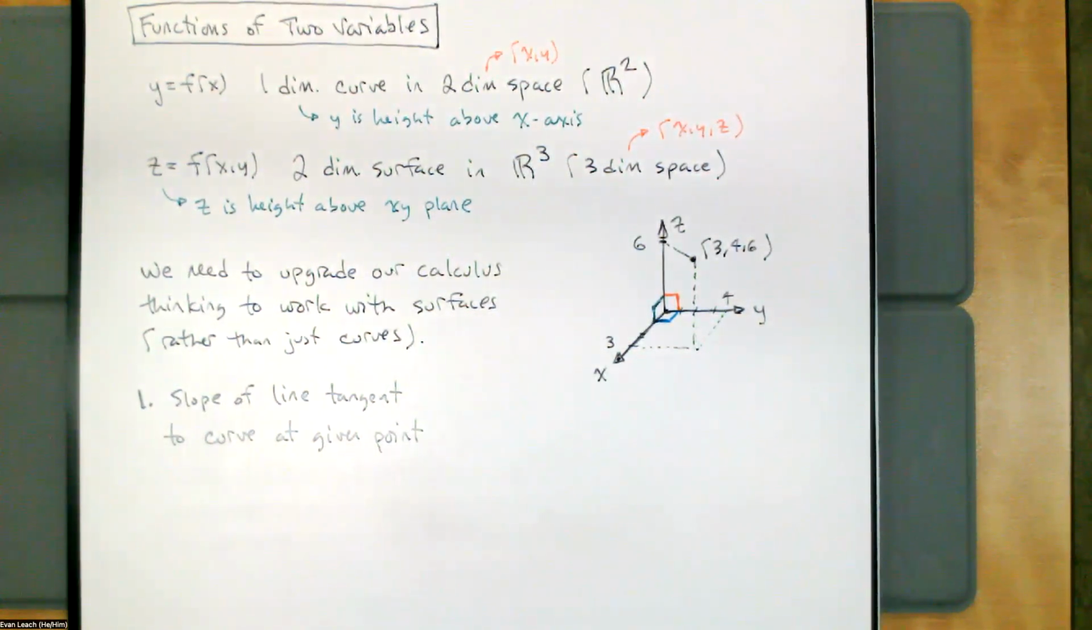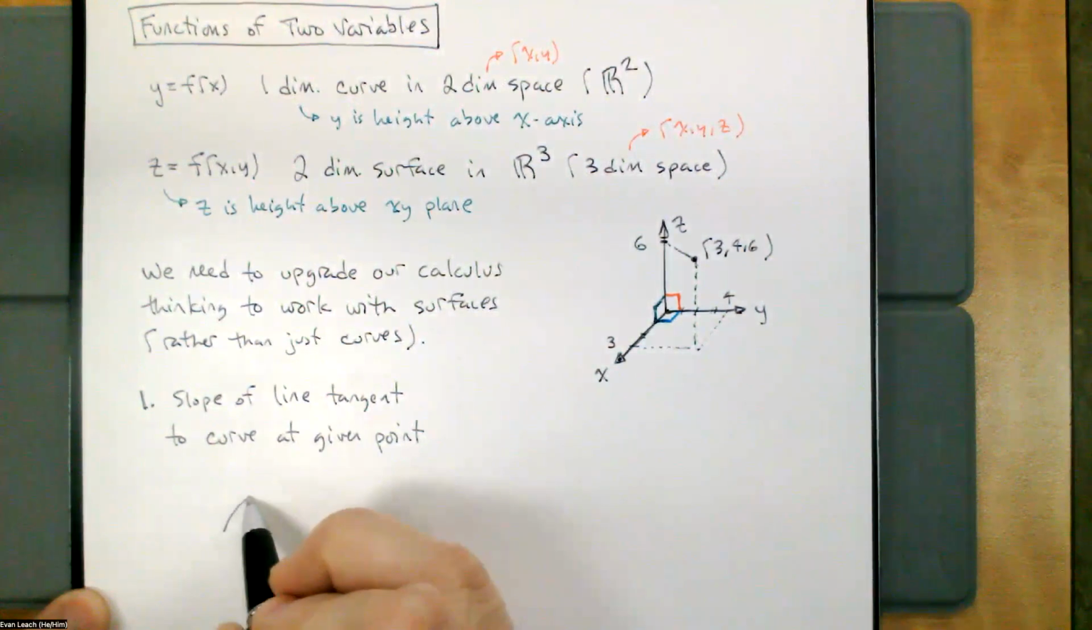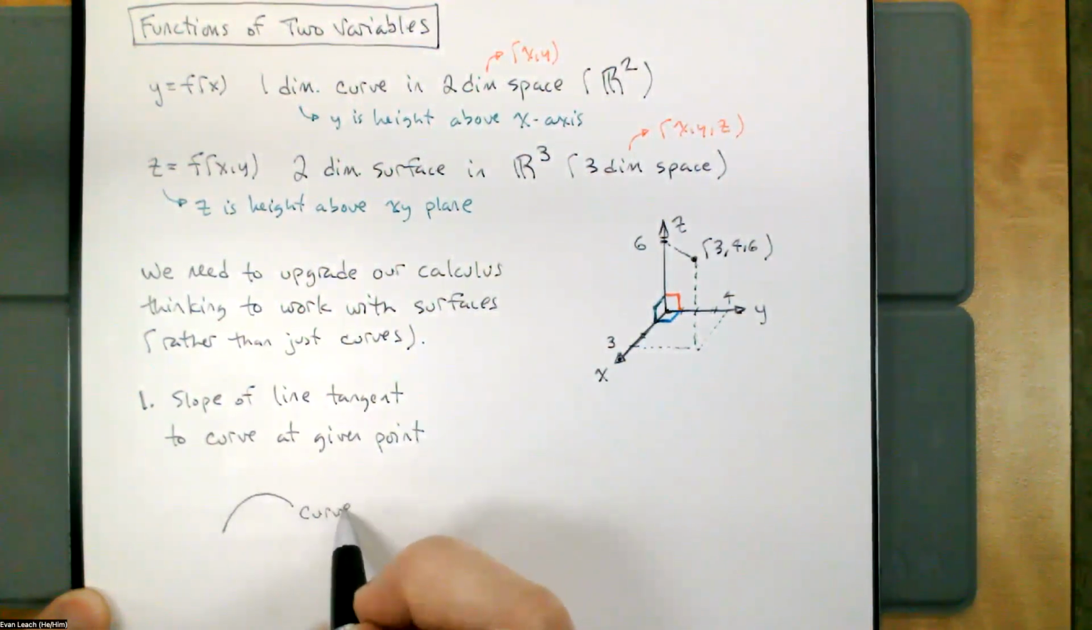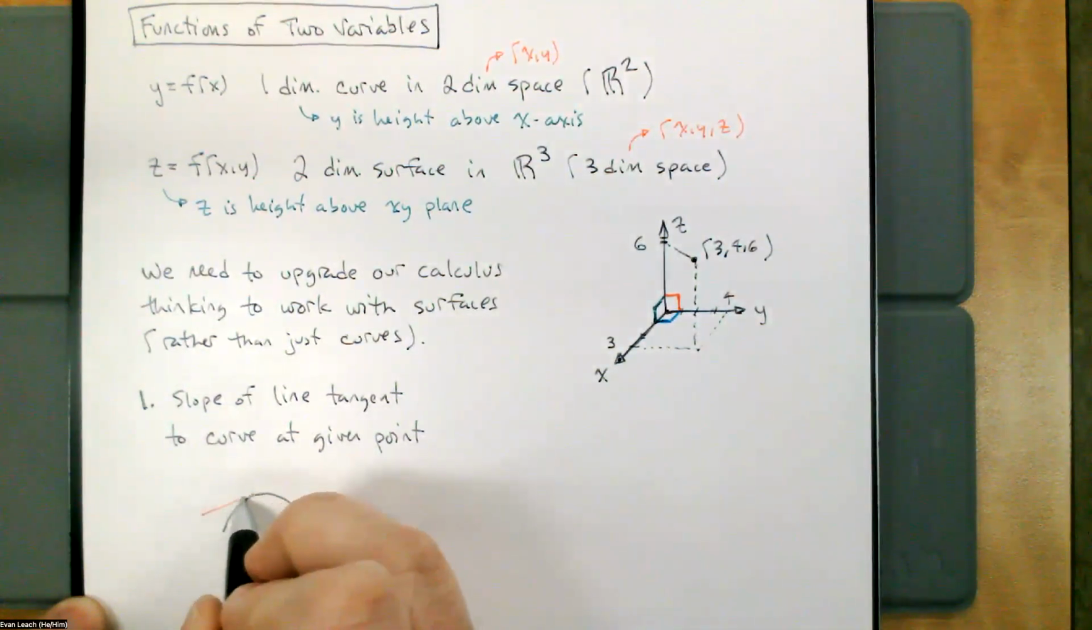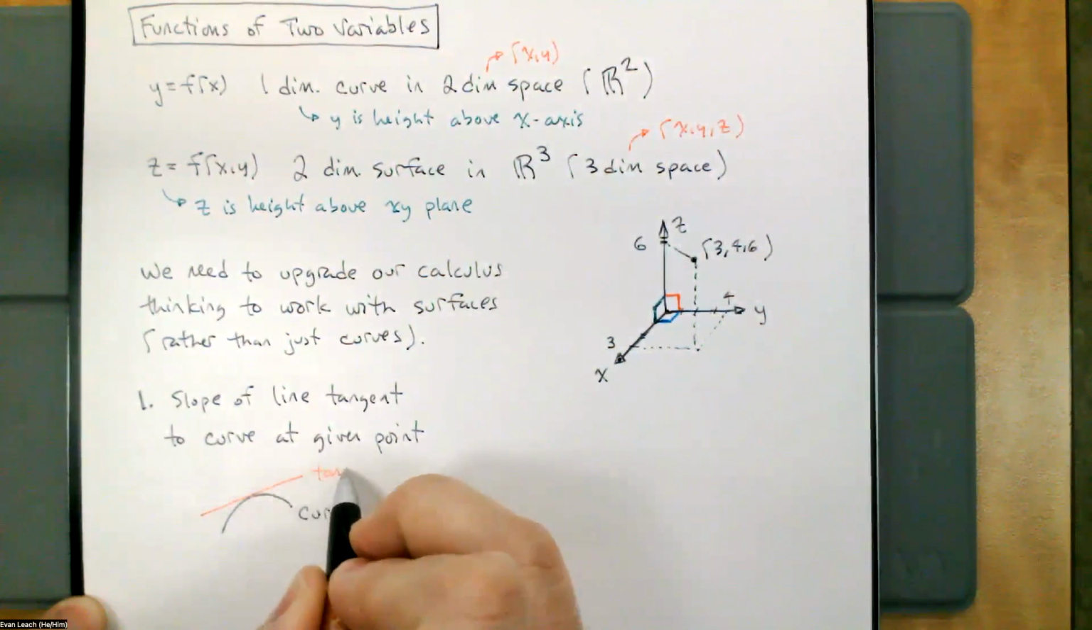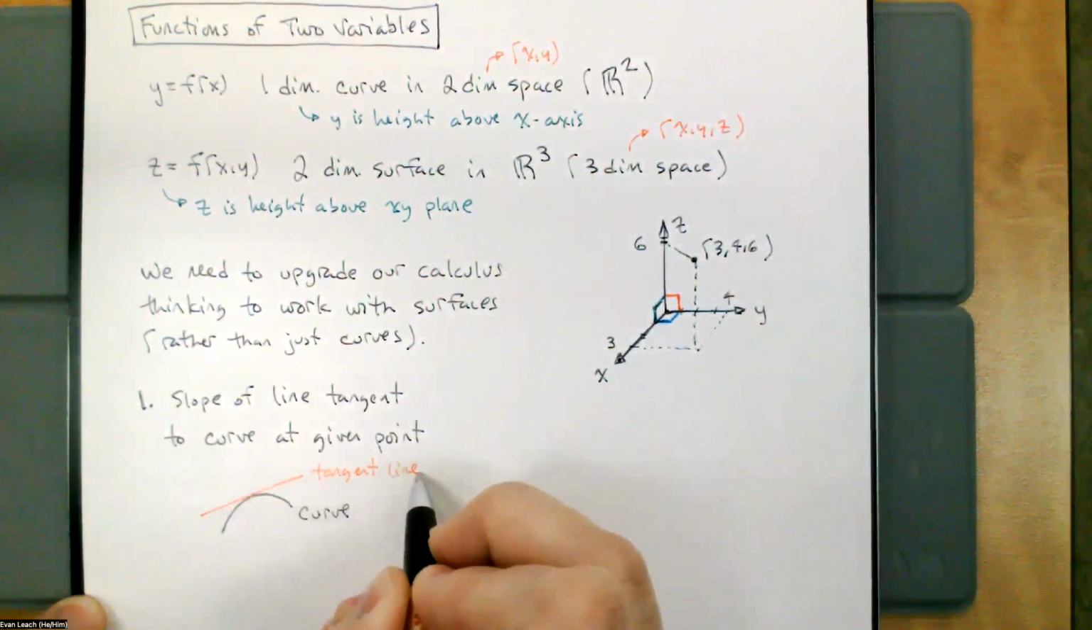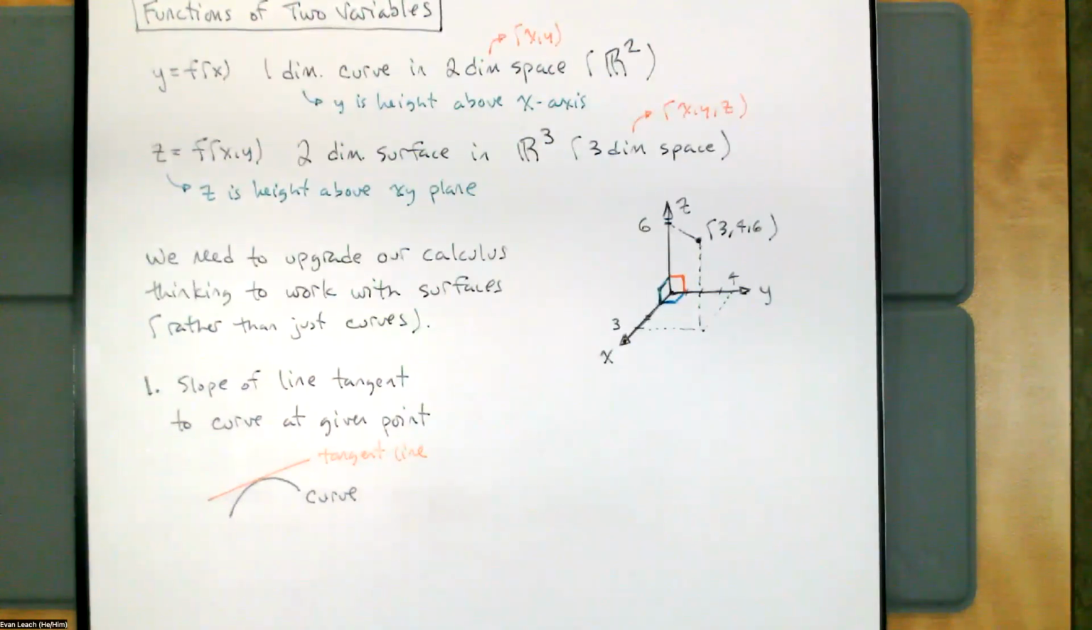One of the calculus things that we do is think about the slope of the line tangent to a curve at a given point. So we think about a curve, a one-dimensional curve, and we think about a line that just touches it at one point, that glances off of it. So we've got to think what happens if we replace the curve with a surface.